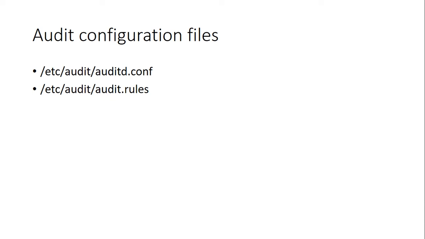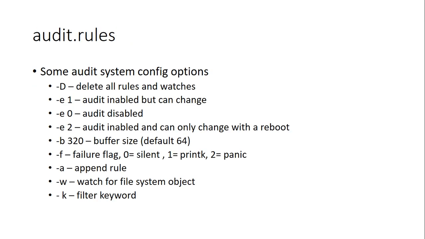The audit.rules file has auditing rules of what to log. There are three main categories in there. First one is audit system configuration, second one is file and directory access, third one is system calls. It must be run by root. So let's talk about the audit.rules file. There are some audit system configuration options in there, as you can see below.